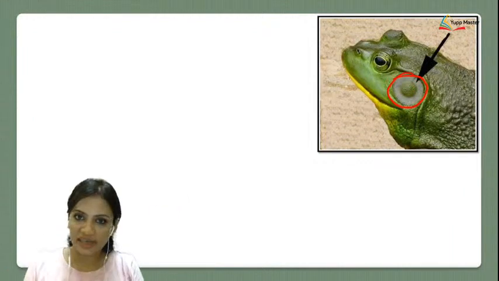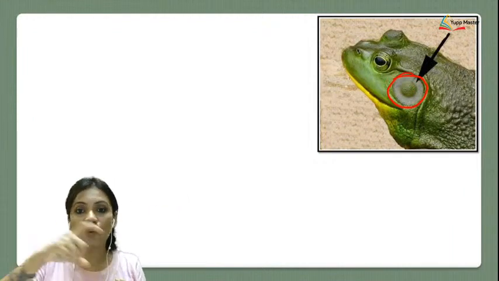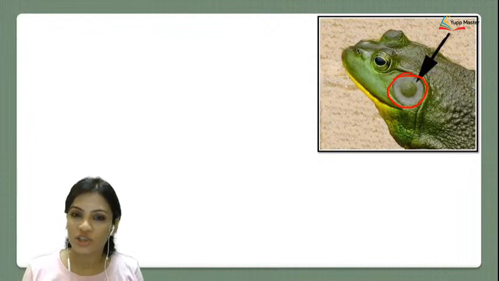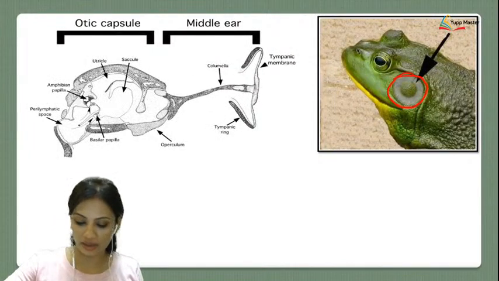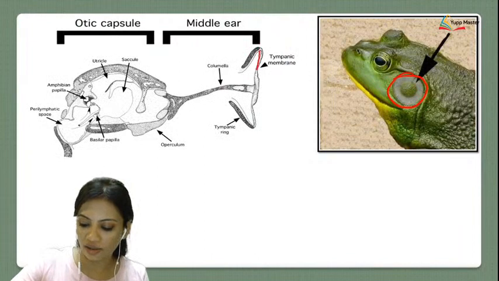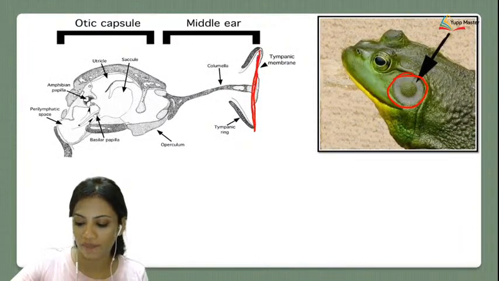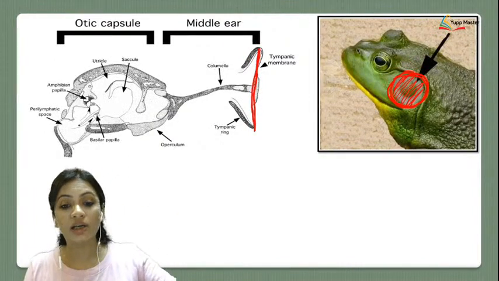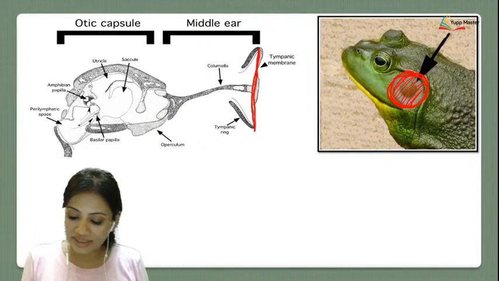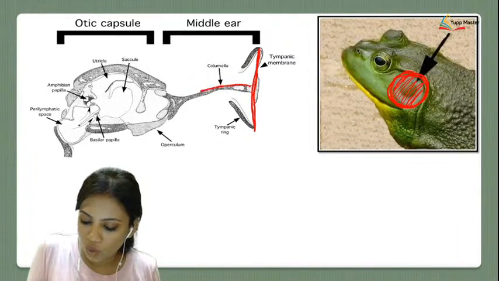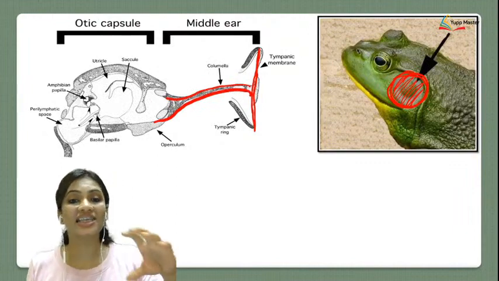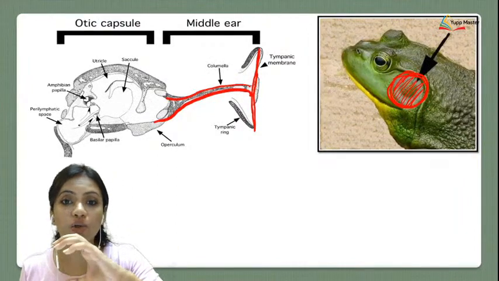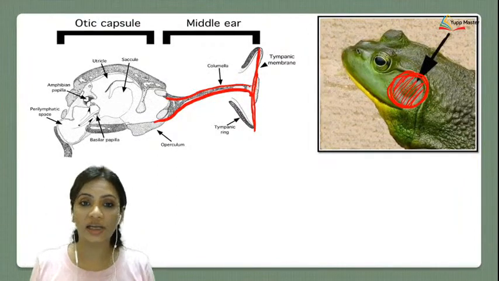But just like us, even the frog has a well developed inner ear. So let's see how that looks. This part that you're seeing here is the tympanic membrane. Now, if you take a cut section and look at the inner part of that ear, you can see there is a whole track, a canal-like substructure, which is going to carry those sound waves all the way up to the inner ear.